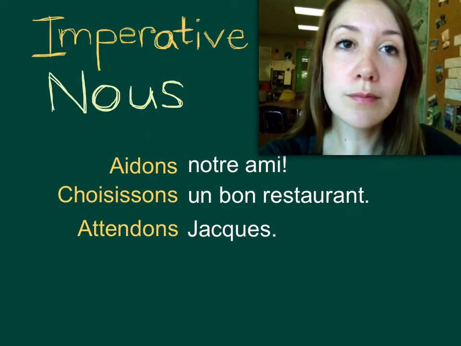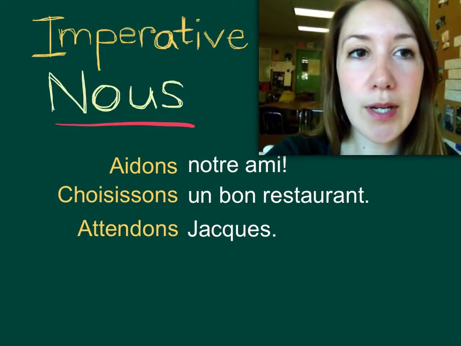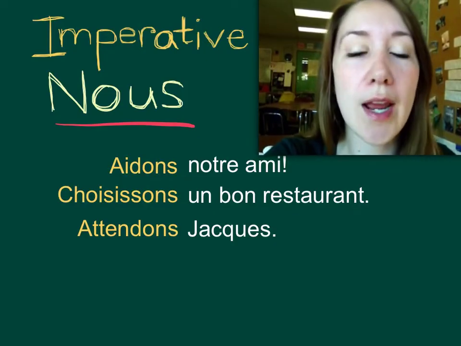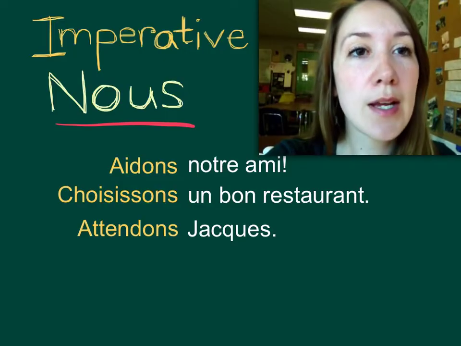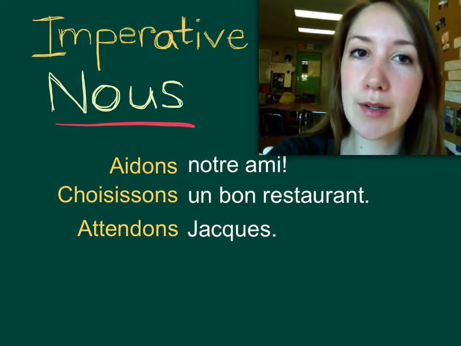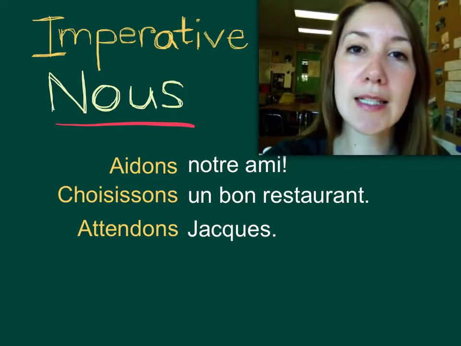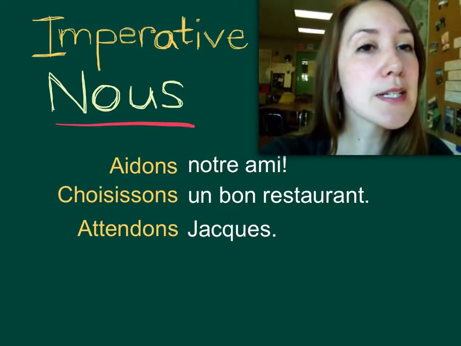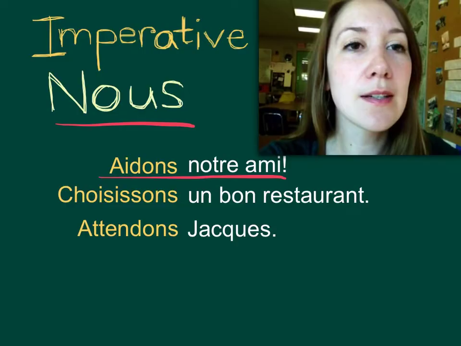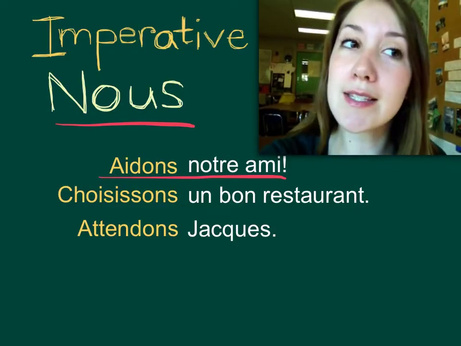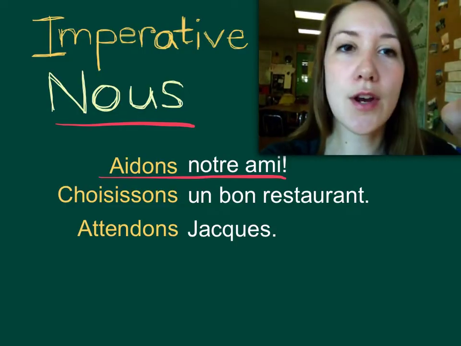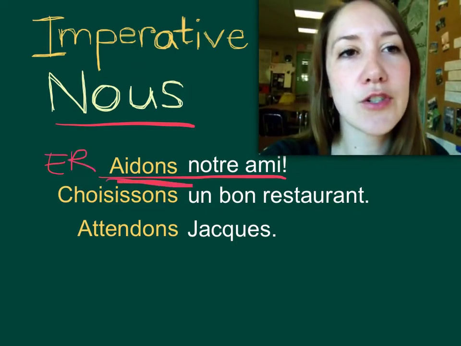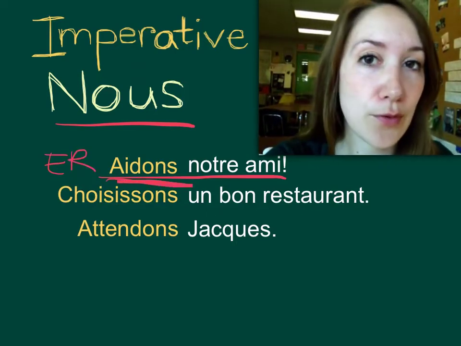For nous, it's the same thing. We conjugate our ER, IR, and RE verbs just the same way as we always would for nous. Here, when we're using the imperative in the nous form, we're saying let's do something. We're suggesting something. So if I were to say aidons notre ami, I would be saying let's help our friend. And that's our ER verb with aidons being conjugated just the same way as we always would for nous.